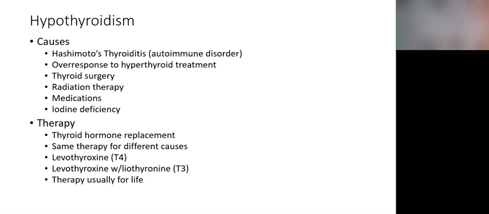Causes of hypothyroidism include autoimmune disorders or Hashimoto's thyroiditis, iodine deficiency, and iatrogenic causes, meaning the medical system caused it, mainly as a side effect of the treatment for overactive thyroid. Therapy is relatively simple: replacement, usually with levothyroxine or T4, which is converted to T3.